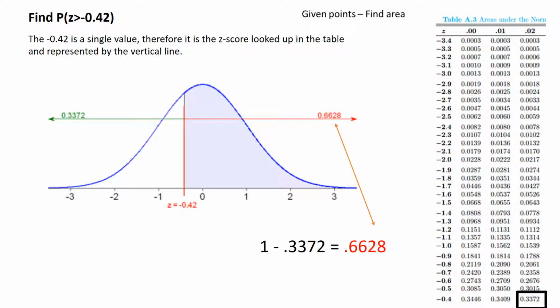In this example, find the indicated z-score of negative 0.42. We use the negative z-score table to find negative 0.4 and move to the right until we see 0.02. Then we subtract from 1 the value 0.3372 to get the z-score of 0.6628.